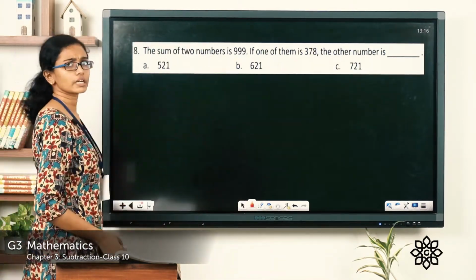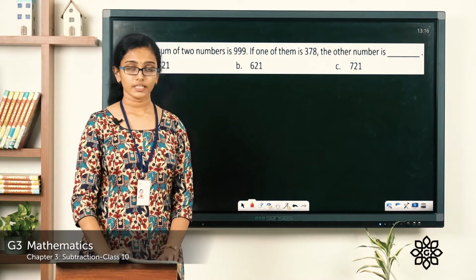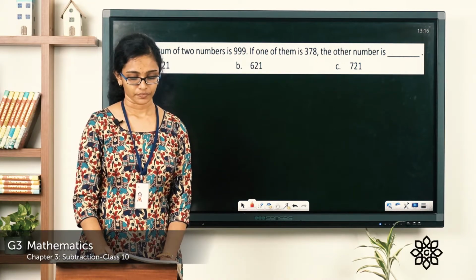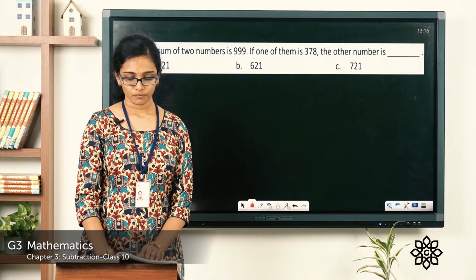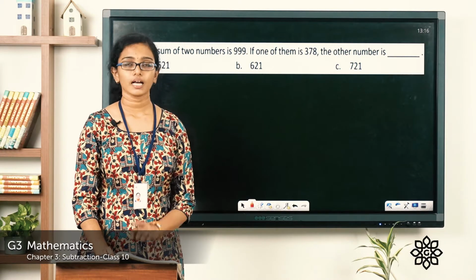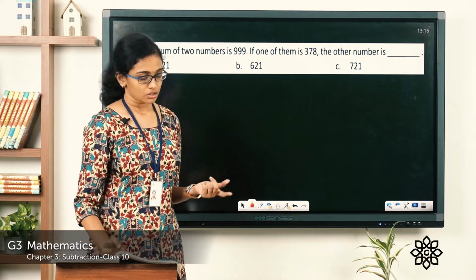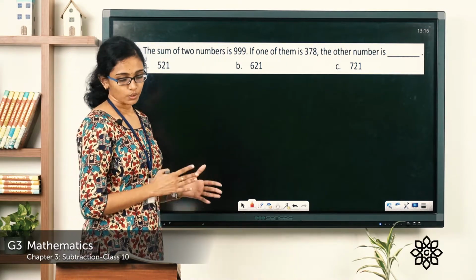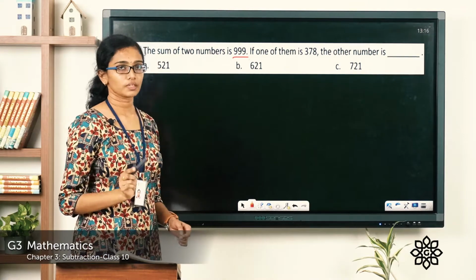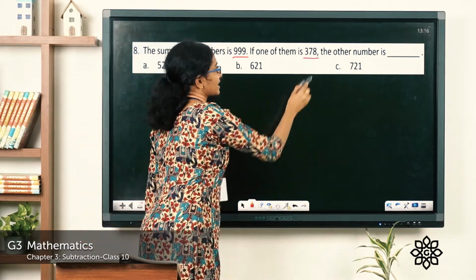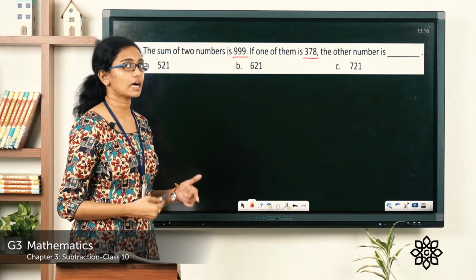I hope these questions are clear to you. If so, we'll move on to the next question. The sum of two numbers is 999. If one of them is 378, the other number is. So given the sum of two numbers, what is it? It is 999. One of the numbers is 378. You have to find out the other number.